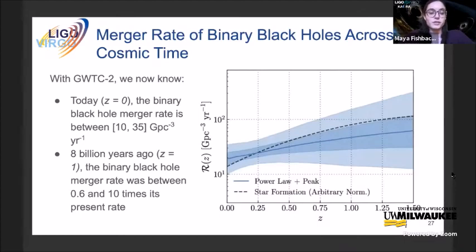One of the really exciting results in GWTC2 is that we now have a much tighter constraint on the merger rate across cosmic time, because we have more events and we're able to see them out to further redshift, which is enabling us to probe the rate at higher redshifts. This plot shows the rate of binary black hole mergers on the y-axis as a function of redshift on the x-axis. We measured that today at redshift 0, the binary black hole merger rate is between 10 and 35 mergers per cubic gigaparsec per year. And now as we go back and look at times in the past at redshift 1, 8 billion years ago, we actually have a meaningful constraint on the merger rate, that it's between 60% and times its present rate. Moving on to the next slide.